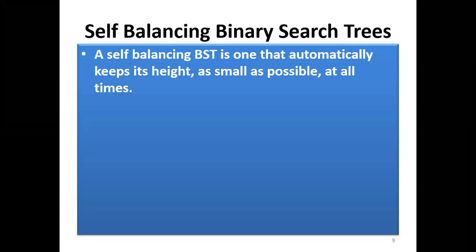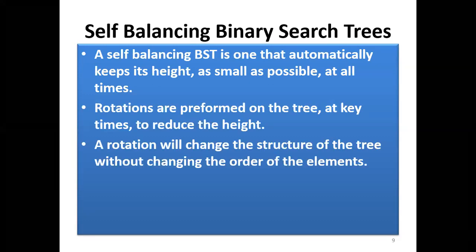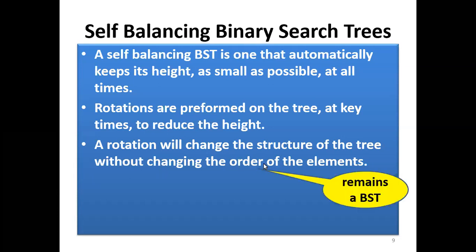The self-balancing binary search tree is one that automatically keeps its height as small as possible at all times. It does this by performing what is termed rotation. Rotation is performed on the tree to reduce the height. Rotation changes the structure of the tree without changing the order of the elements. So we can change the structure, but it cannot change the elements or their order. I'll tell you more about the order of the elements in subsequent slides.